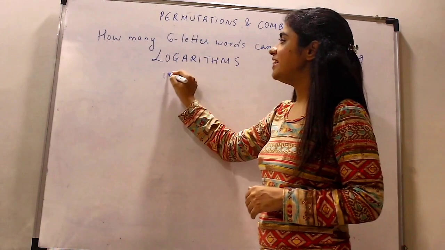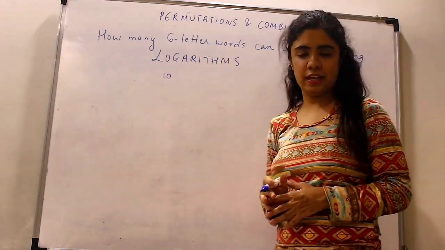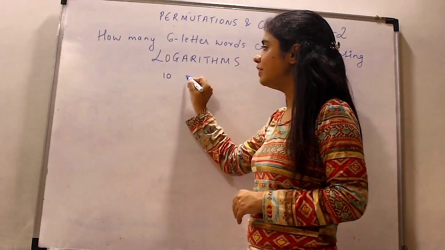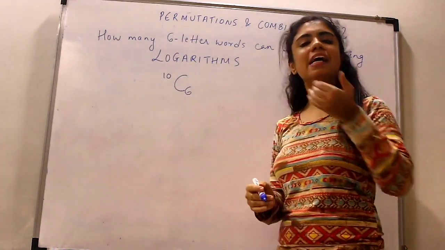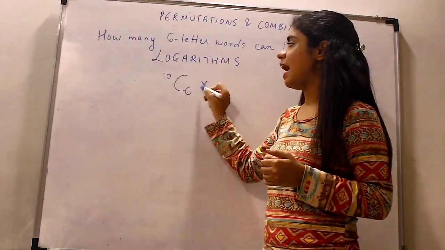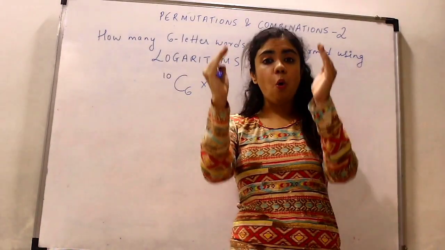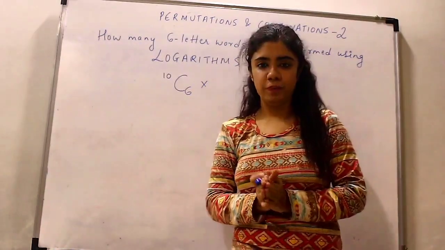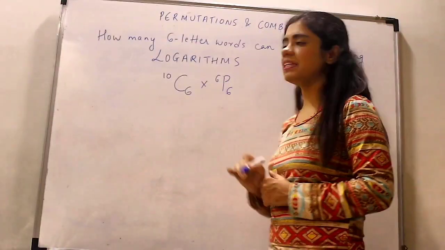Now, I have 10 letters. I have to form 6-letter words, right? So first what I'll do is, out of the 10 letters, I will select 6 letters. Once I have selected 6 letters, I have to arrange those 6 letters because you have to write down all the 6-letter words that can be formed. So the 6 letters can be arranged in 6P6 ways.